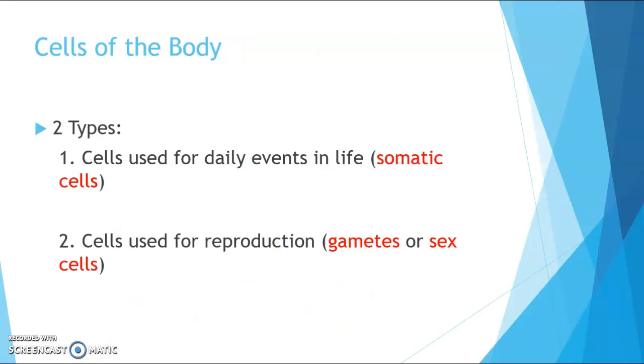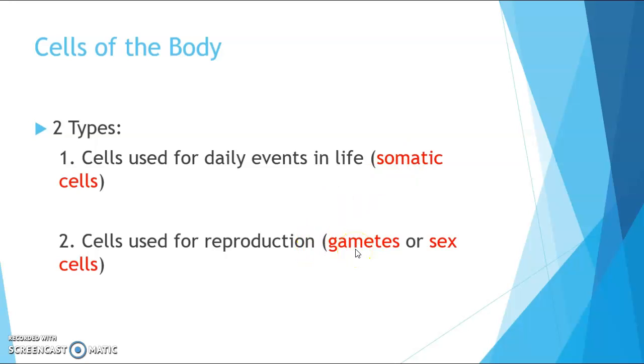Brings us to some new information. We ultimately have two different types of cells within our body. They are somatic cells and gametes. Somatic cells would be cells found in the liver or the spleen or your heart or lungs or in your skin. These are body cells. We use them on an every single day basis, on every moment of our life basis.